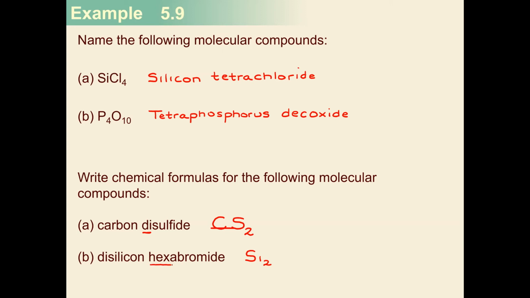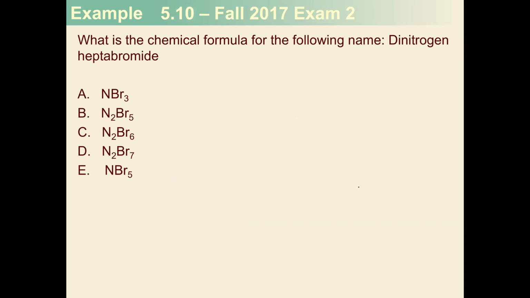Well, here is our prefix. Hexa, you might remember that from a hexagon, is going to have 6. So this means that I need to have Br6. So my formula is going to be Si2Br6.